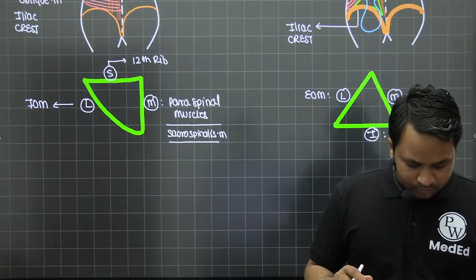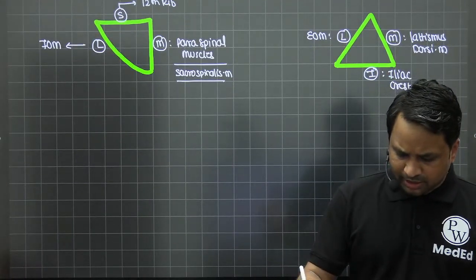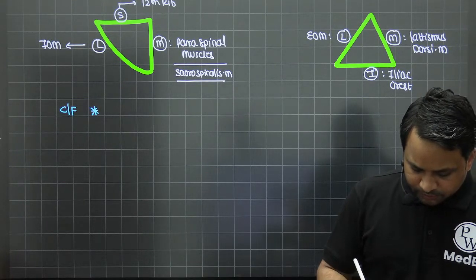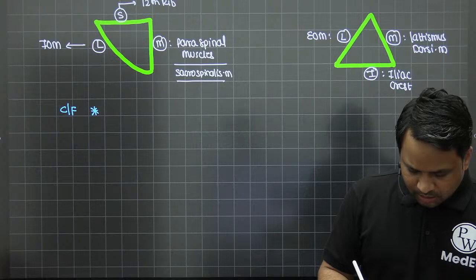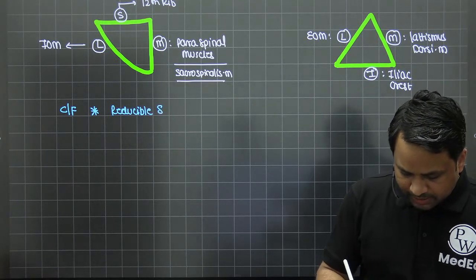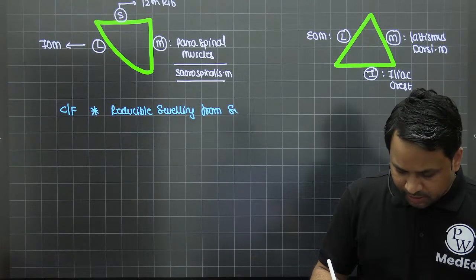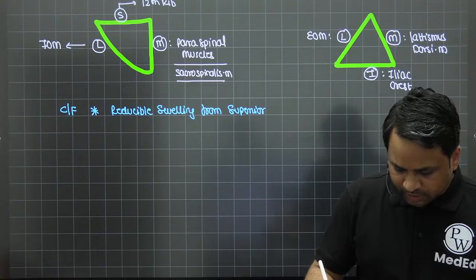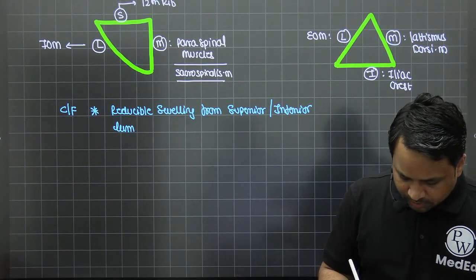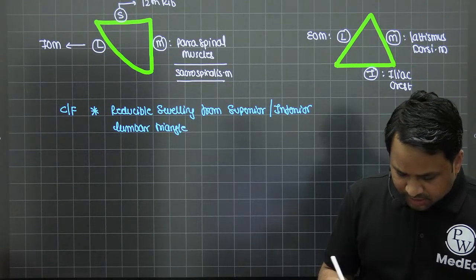Now, usually when they present to you, again, lumbar hernias are not that commonly seen. So you will see them as a reducible swelling. They'll present to you as a reducible swelling from the superior or the inferior lumbar triangles. They will have the same presentation.